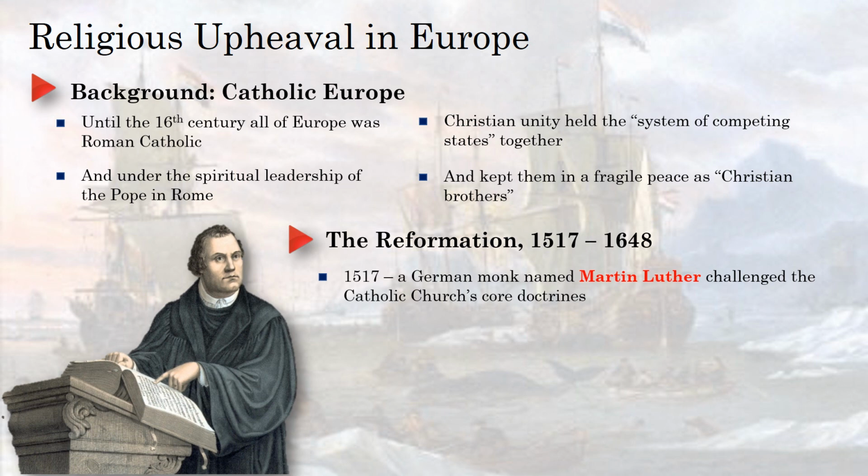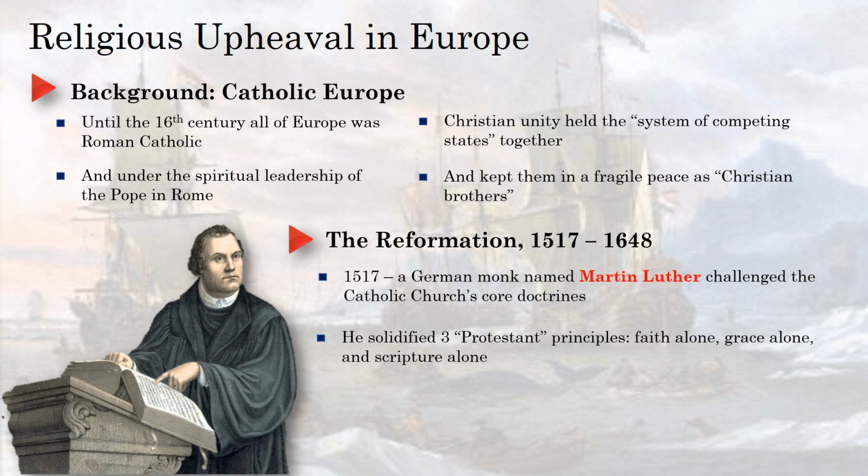Well, in 1517, a German monk whose name is Martin Luther begins to raise questions about some of the Catholic Church's core doctrines. And what comes of Martin Luther's protest, and that's where we get the word Protestant, is three core principles. And those principles are faith alone, grace alone, and scripture alone. You see, Martin Luther was actually challenging what was called the sale of indulgences. That is, sort of a salvation for a price.